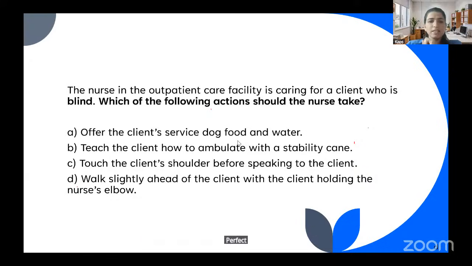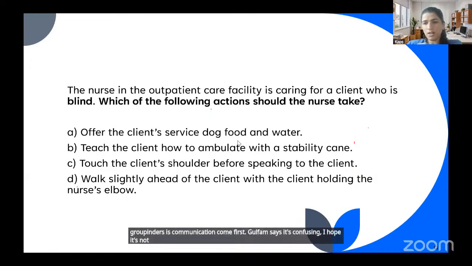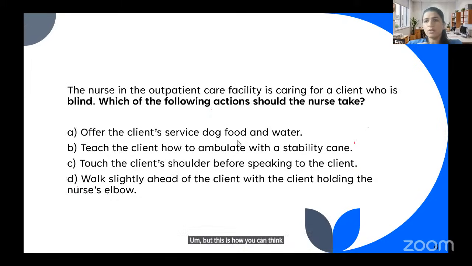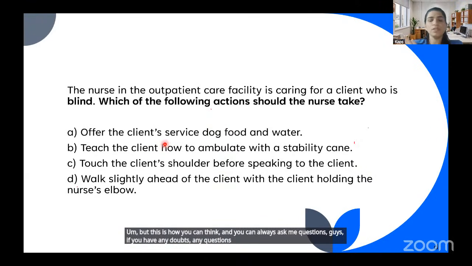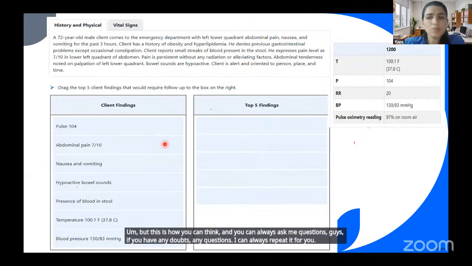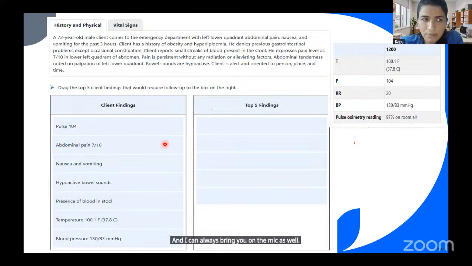Perfect. I can see some students are also doing the sequence now, which is good. Perfect, Norman. And Gurpinder says communication comes first. Gulfam says it's confusing. I hope it's not so confusing so far because I explained it. But this is how you can think, and you can always ask me questions, guys, if you have any doubts, any question. I can always repeat it for you, and I can always bring you on the mic as well. Perfect. Let's see the next question in here.